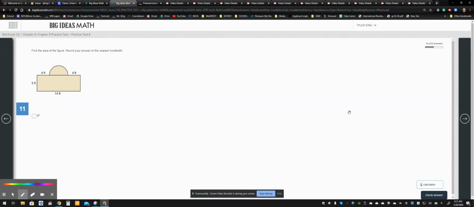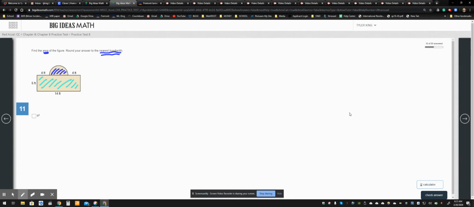Okay, so looking at this, we are going to try and find the area of this composite figure. We want to round our answer to the nearest hundredth. We're going to find the area of these two shapes. Once we have the area of these two shapes, we're going to just add them together.